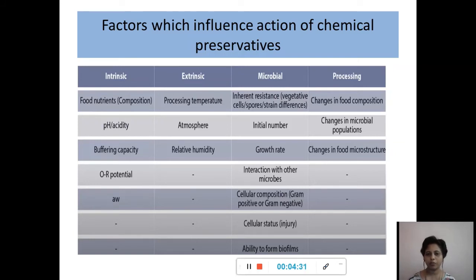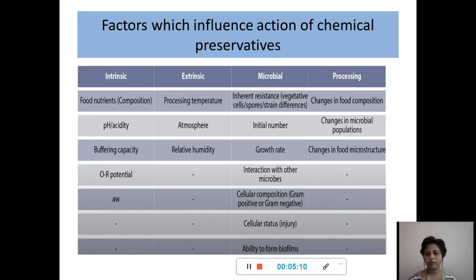In addition to this, various microbial factors also influence the action of chemical preservatives. It could be the inherent resistance. Sometimes you might have vegetative cells, sometimes you might have spore cells, and spore cells have been found to be more resistant to damage or to killing than a vegetative cell. Then, of course, strain-based differences to chemical action are also there in different microbes. Then the microbial load present in the food is also a factor which will influence the action of the chemical preservative. If you have a low microbial load at the very beginning, the chemical preservative can act at a much faster rate.